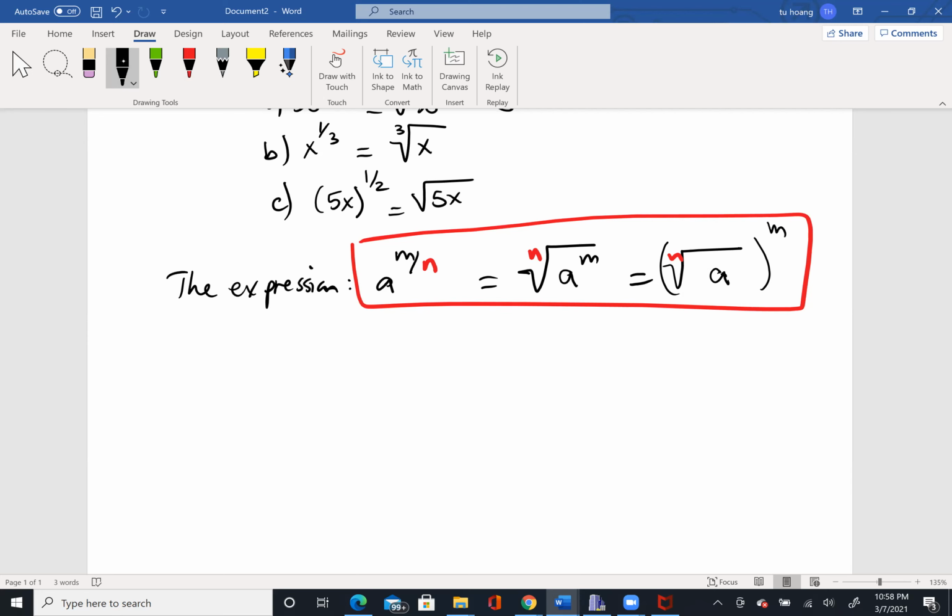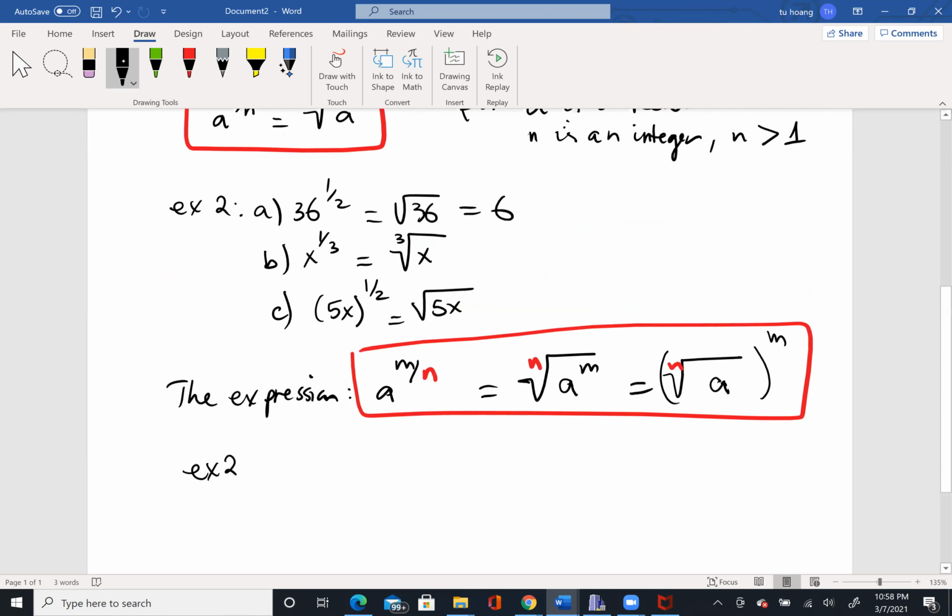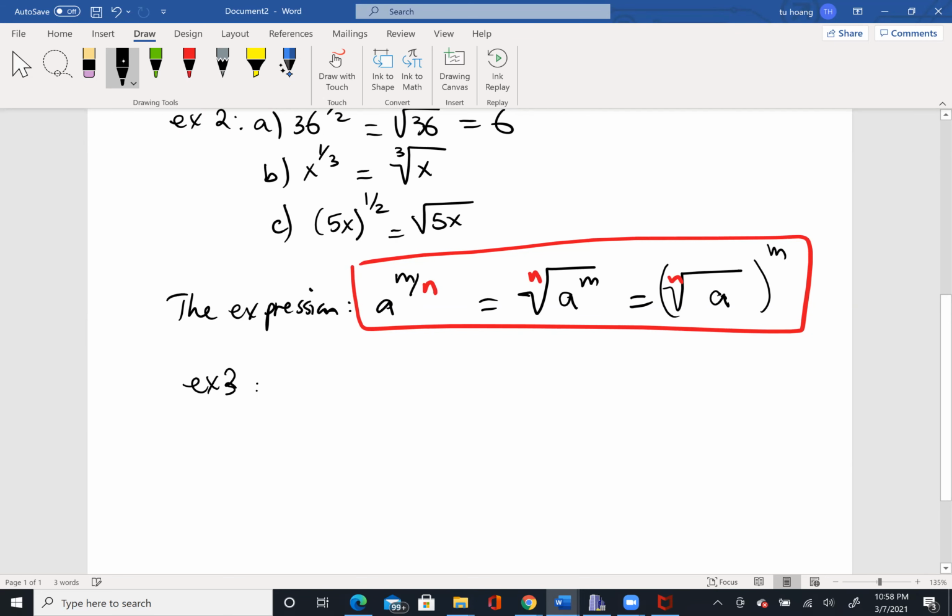So let's have an example 3. I should say that for a, let's say a can be all real numbers, and n and m are positive integers. Okay, so let's move to example 3.